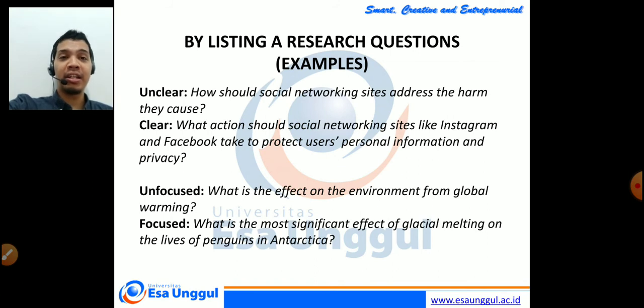Here are some examples. This one is unclear: "How should social networking sites address the harm they cause?" It is not clear enough to be a research question. And this one is clear: "What actions should social networking sites like Instagram and Facebook take to protect users' personal information and privacy?" This one is unfocused: "What is the effect on the environment from global warming?" And we make it focused: "What is the most significant effect of glacier melting on the lives of penguins in Antarctica?"